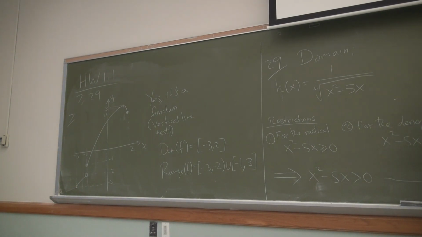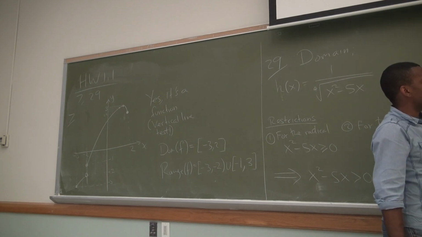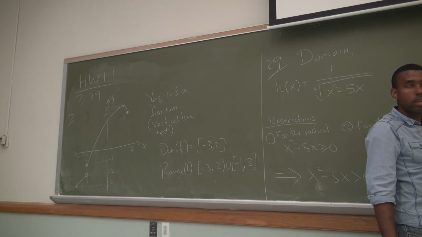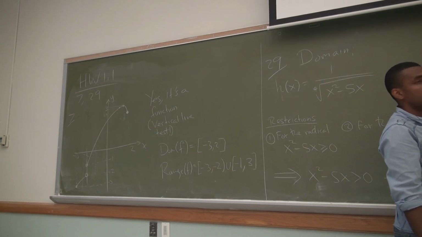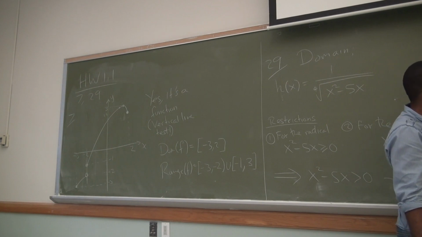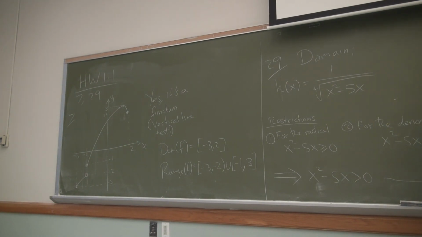Plug in a number between here, 1. You get 1 times -4. Positive times negative is negative. You want it to be positive, so this does not work. Plug in a number over here, 6. You get 6 times 1, positive times positive is positive, so over here works. You have strict inequality, so these cannot be included. So the only thing that works is here and here, which means the domain of H is minus infinity up to 0, not including 0, union 5 to infinity.